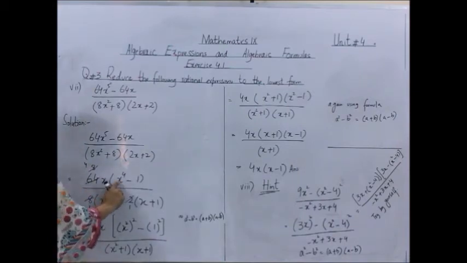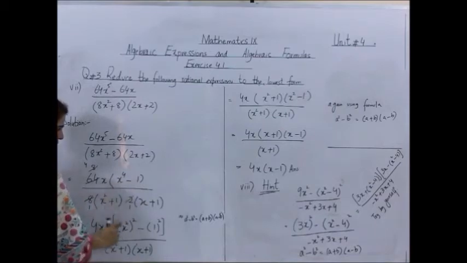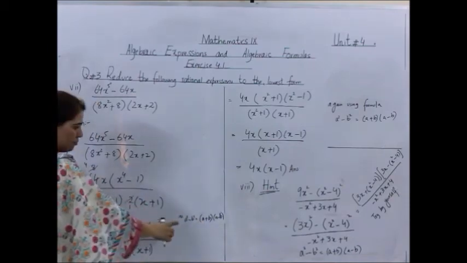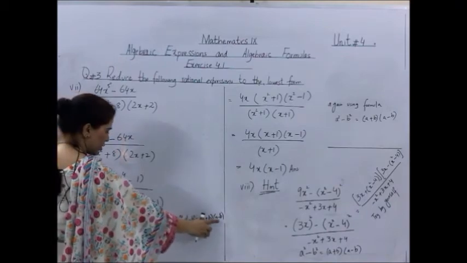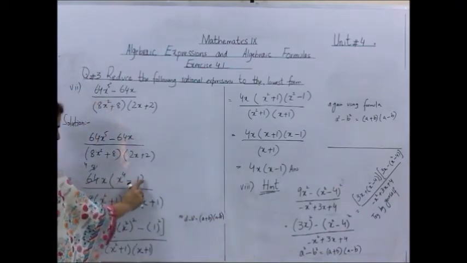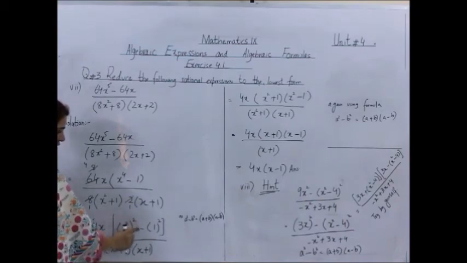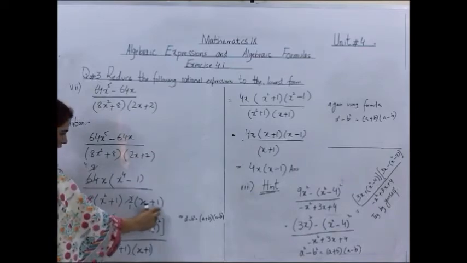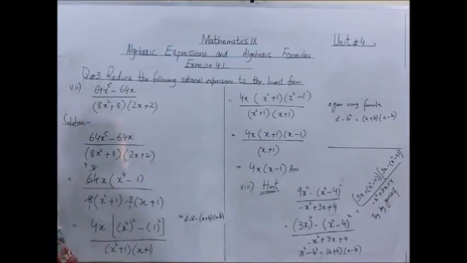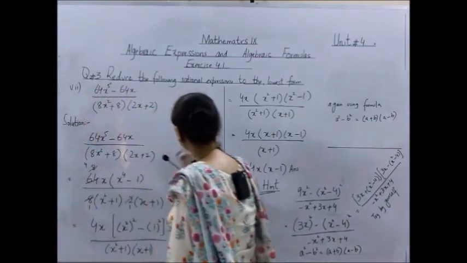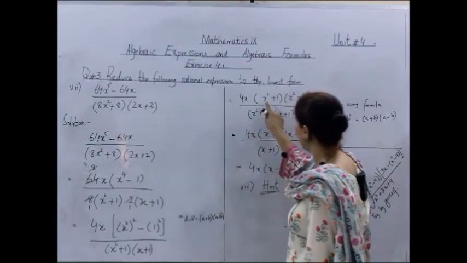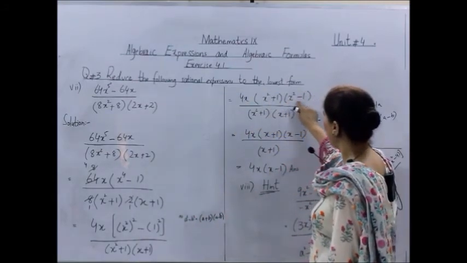4x, and see x⁴ minus 1. We can write it as (x²)² minus 1². Again we will use the formula which we made in the last question, a² minus b² equals (a plus b)(a minus b). So x⁴ minus 1 will be written as (x²)² minus 1², and this x² plus 1 in the denominator and this x plus 1 will be as it is. We write it. Okay, 4x. Now a plus b, a minus b.